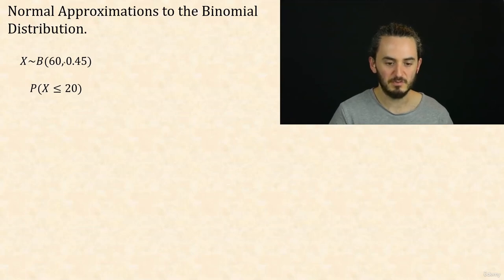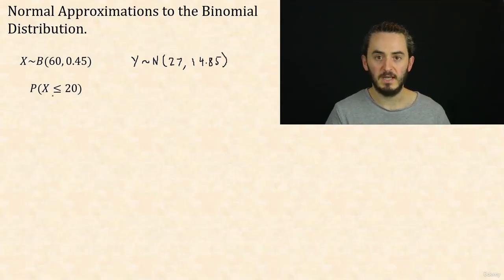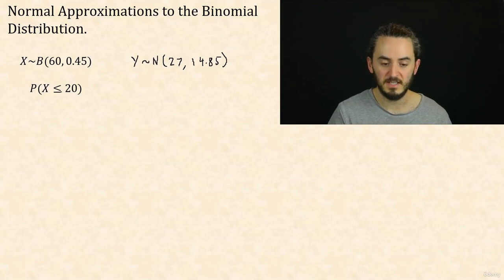So here is our distribution from before. And remember that we were able to make a normal distribution that looked just like it, or really similar to it, that had a mean of 60 times 0.45, which we saw was 27, and a variance of 60 times 0.45 times 0.55, and that one was 14.85. That's the variance there. So how could we use that to calculate the probability? Well, it'd be an estimate, a good estimate, of the probability that x is less than or equal to 20.